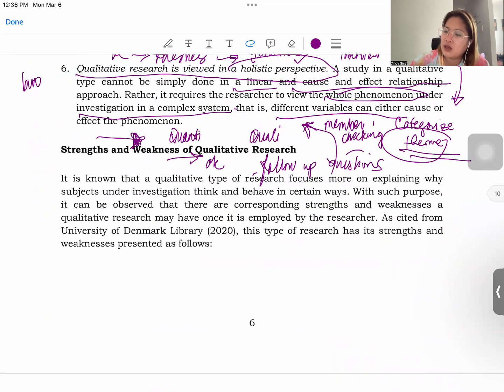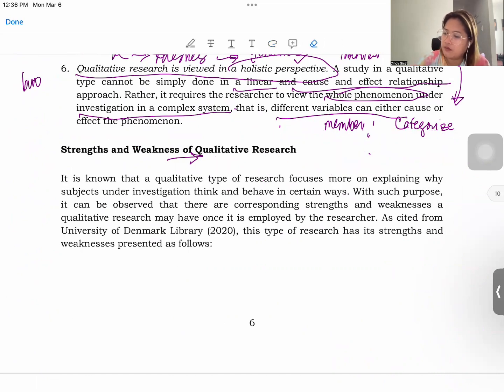Ang daming sulat. I hope you're just okay with this one. Okay? Burahin ko muna to para may space tayo for this.